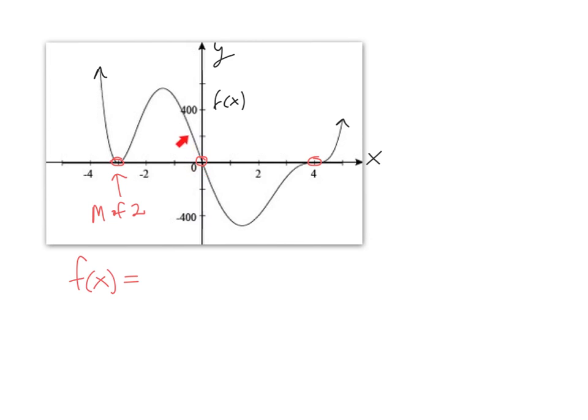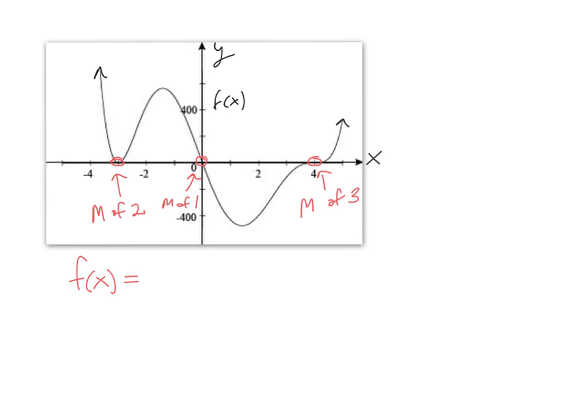At 0 we have a multiplicity of 1 because our graph just passes through to the other side of the x-axis. But at 4, even though our graph passes through, notice this change in concavity here. Here we're concave down and then concave up. So at 4 we must have a multiplicity of 3.